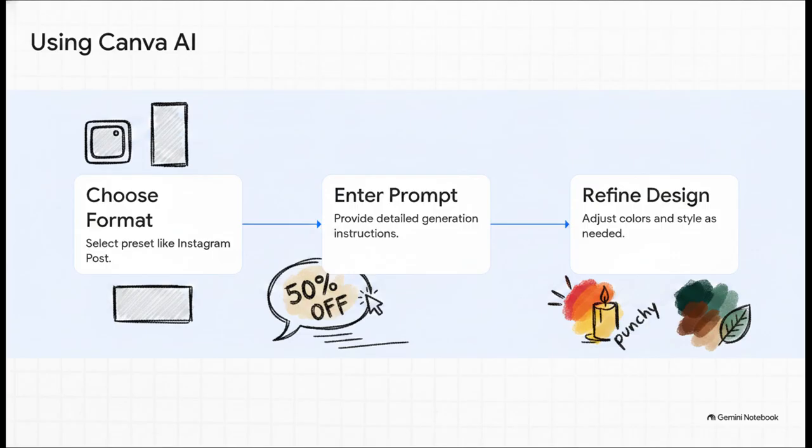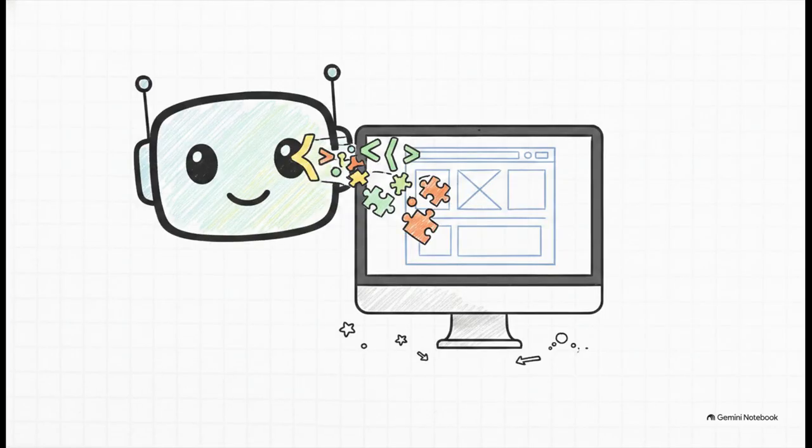You can literally command the AI to build a social media post out of thin air. You could type a 50% off sale post for my new candle line. Then in step 3, you refine those generated designs, maybe asking the AI to make the colors a bit more punchy or earthy. But get this, it doesn't stop at just images. This next part brilliantly illustrates just how advanced the platform has become.